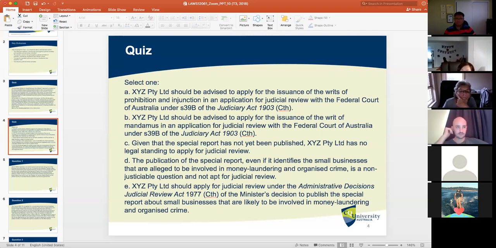I think it is a justiciable decision because it's an executive decision that affects the rights of a member of the public or a business. So therefore, basically, anytime that occurs, there's possible grounds for judicial review. Okay, thank you, Damien.